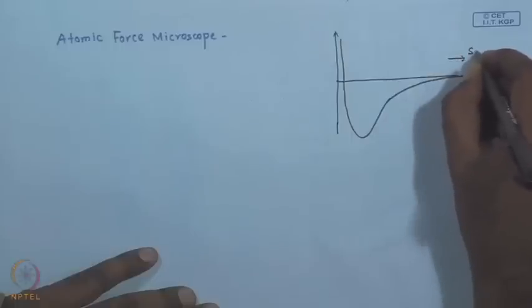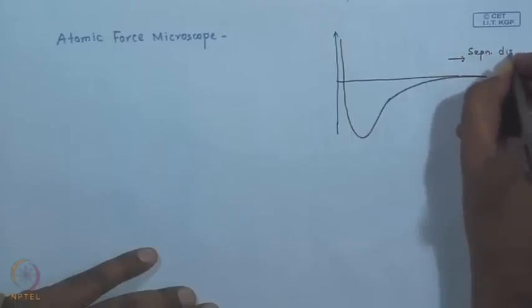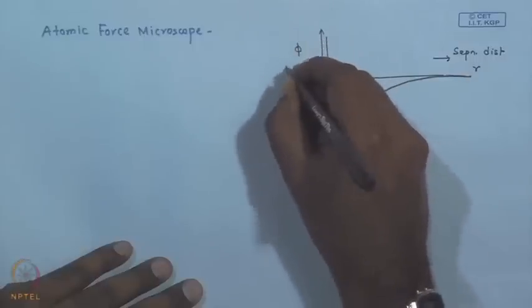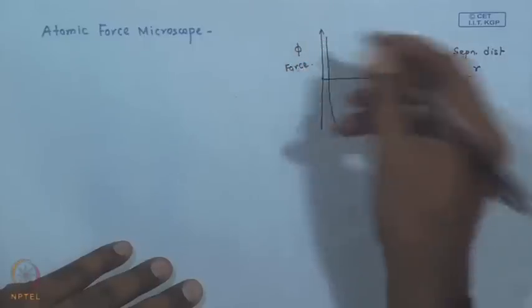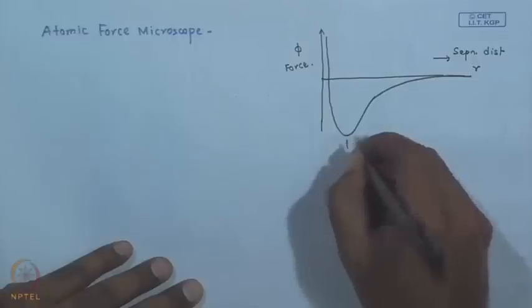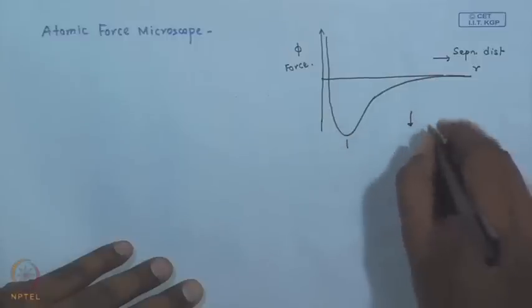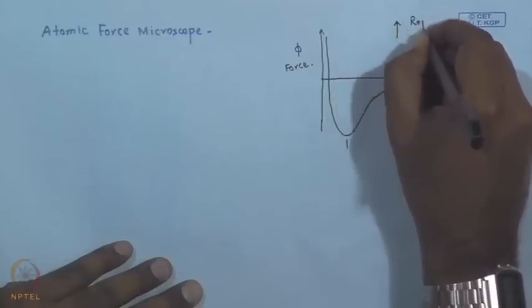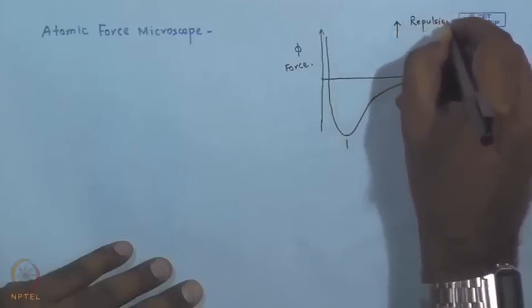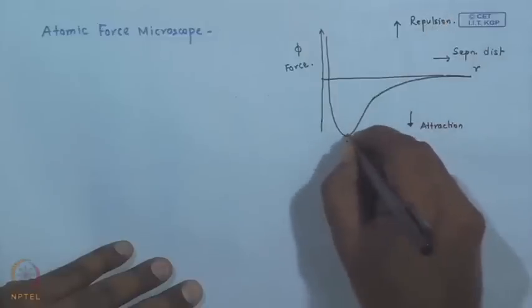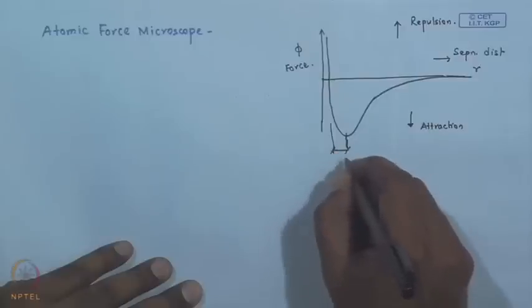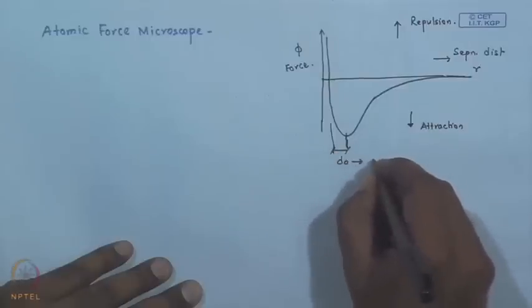This is the separation distance, or r. This is the potential or the force, let's say the potential, it doesn't really matter. Negative is attraction, and this is repulsion. And we also understand this point, the point where the two surfaces come in contact.